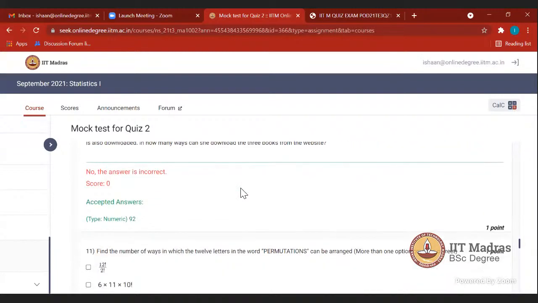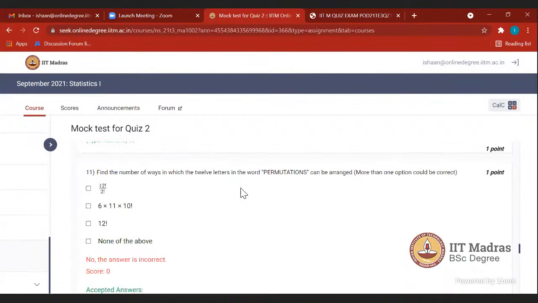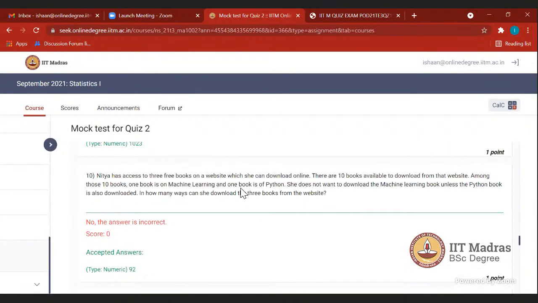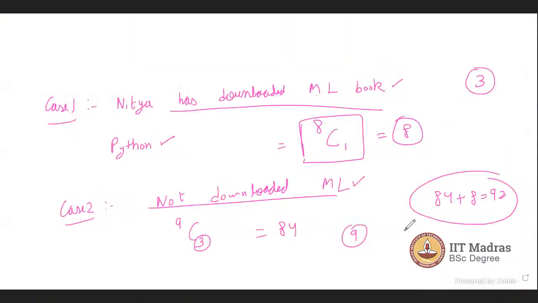Yes, sir. Here we get confused. Sir, why are we not considering that in case number 3 when she doesn't download the machine learning book or the Python book, still she will have 3 options like 10C3? It's not mentioned that Python should be considered in this. If ML is downloaded, Python is already downloaded. Yeah, okay, it's given. So you have to select only one out of the remaining 8.